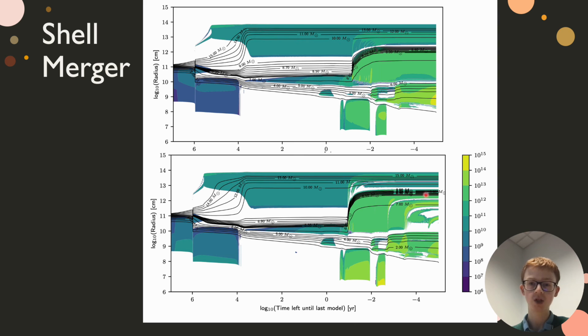Also, I observed a shell merger. These are both low metallicity models, so that's low amounts of initial metals within the model, mainly hydrogen at the start. At the bottom we've got mixing length theory and at the top, TDC, time dependent convection, and you can see the main difference here. We've got a slightly larger shell merger here, so a larger increase in radius.